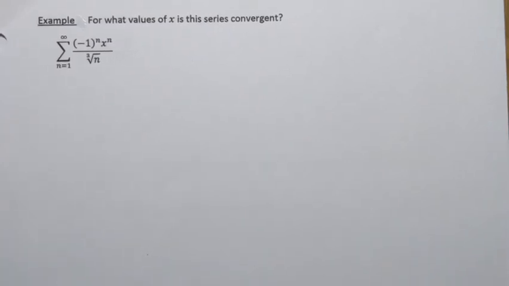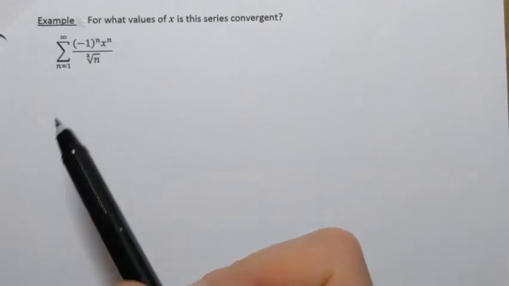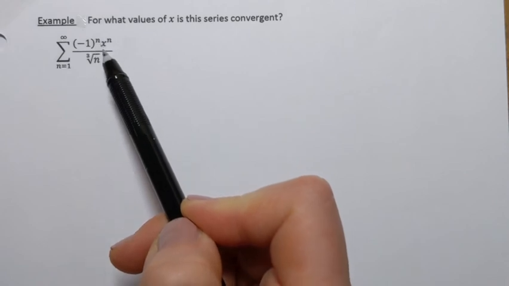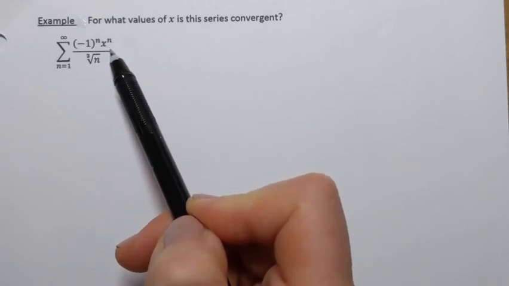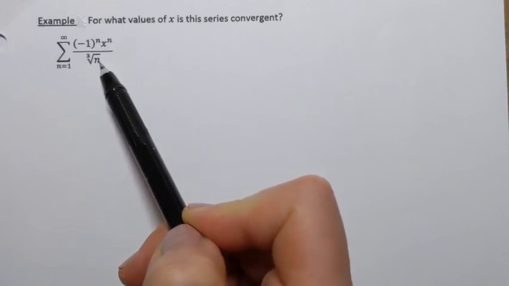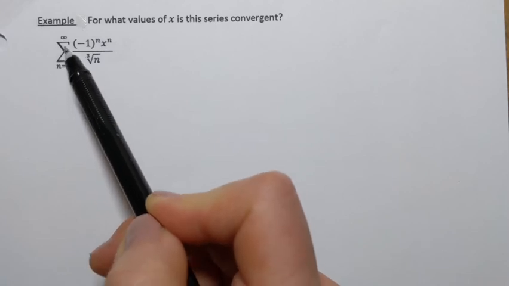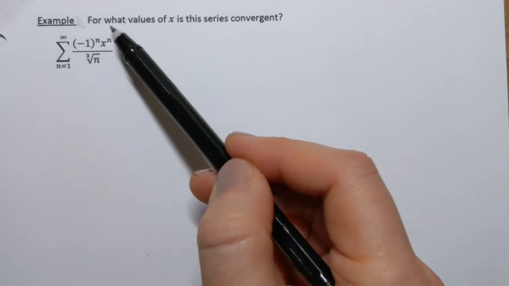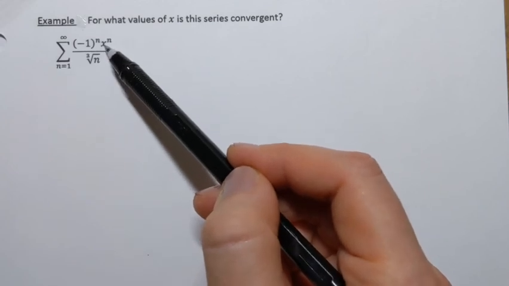In this video, we're going to do an example in which we're going to learn how to find the interval of convergence for a power series. In this example, we're given a power series with a general term (-1)^n x^n over the cube root of n, and n goes from 1 to infinity. We know it's a power series because the general term contains the variable x.